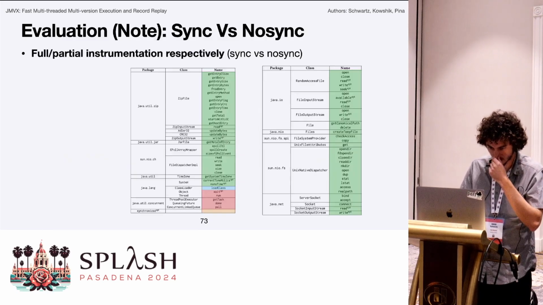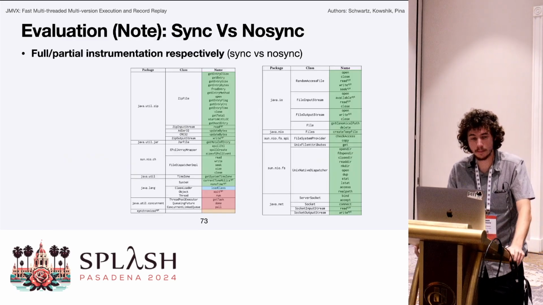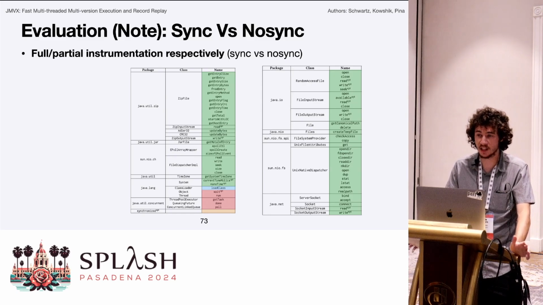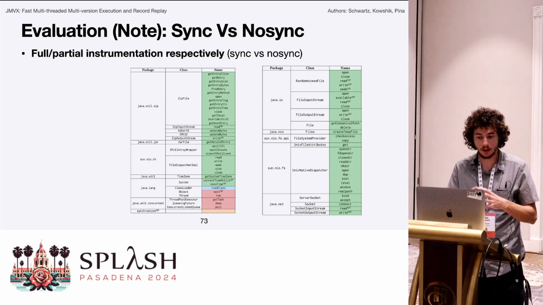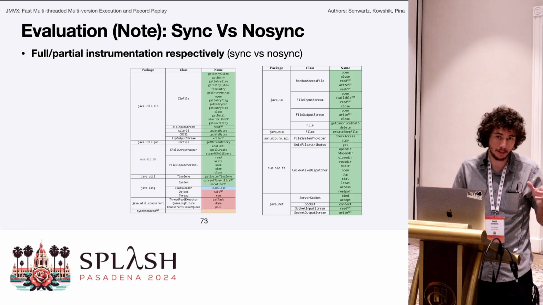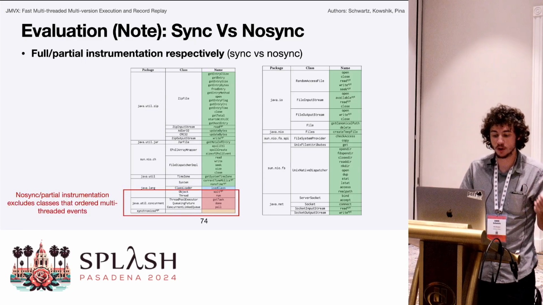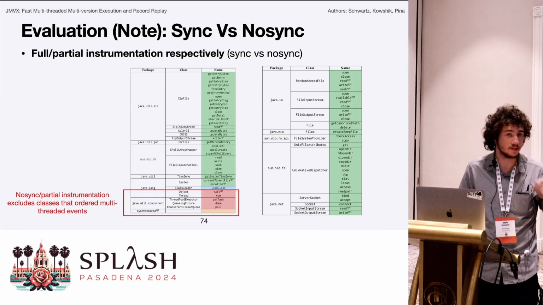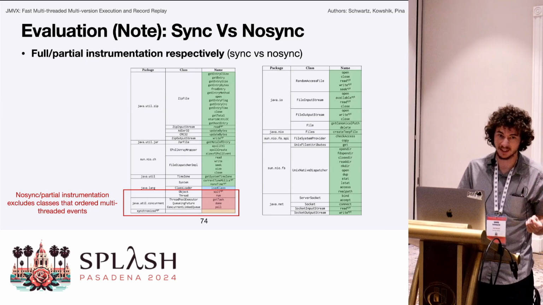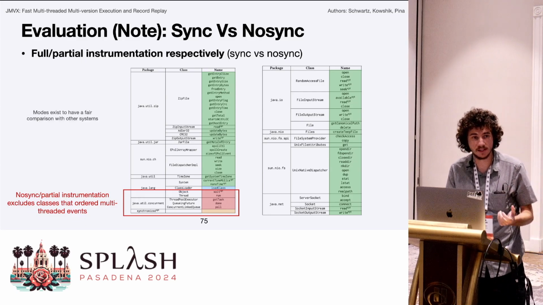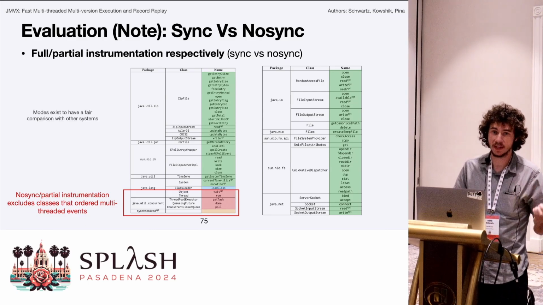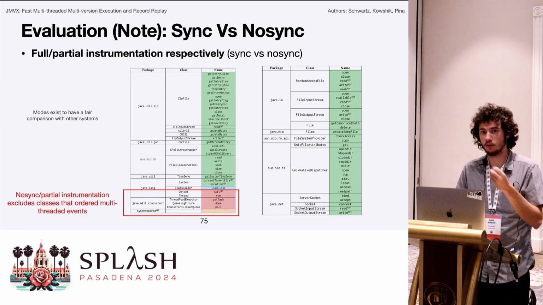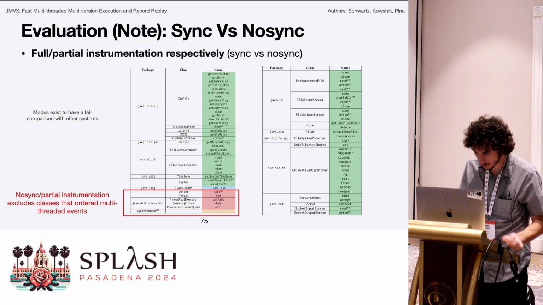A brief note, I'm going to mention 2 modes of Jmvx, sync and no sync. Sync is when we're using all of the methods in this table. All of them are instrumented. No sync is when we're avoiding the things here in red and yellow, meaning that we don't have any support for ordering multi-threaded events. And the reason we're doing this is to have a fair comparison with Chronicler when we get there, because Chronicler isn't capable of multi-threaded replay.